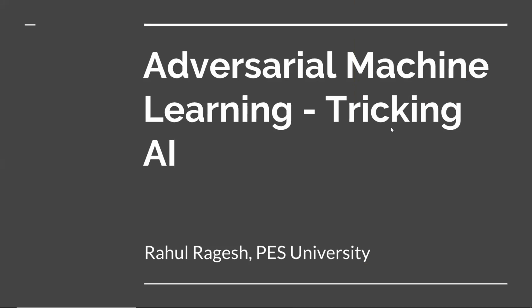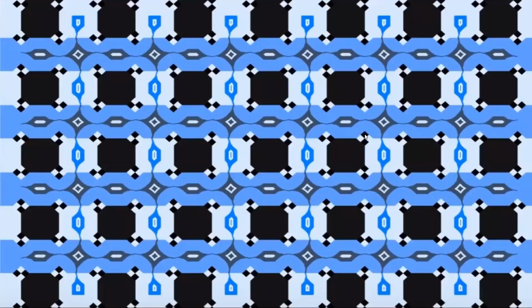So before I really start with this, I want you to check this out. You can see this illusion, right? Look at the blue lines, blue strips. Are they parallel? What do you think? Hello, are you guys there? They are parallel, but they do not look so.